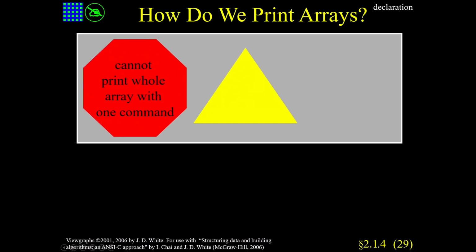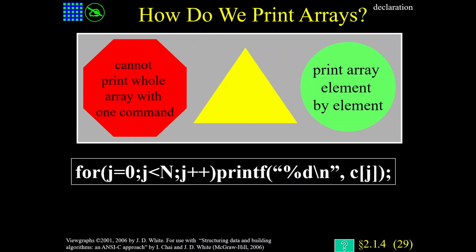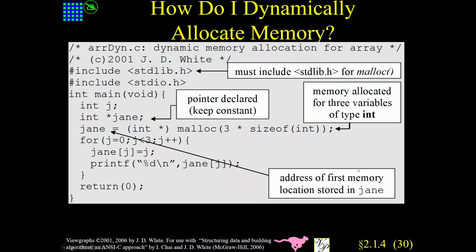How do we print arrays? We can't print a whole array with one command. We have to print an array element by element, so we need to use a for loop to print arrays. This is different from Python, where you can print a whole array without doing this. In C, you must use a for loop because you have to specify what elements you want to actually print.